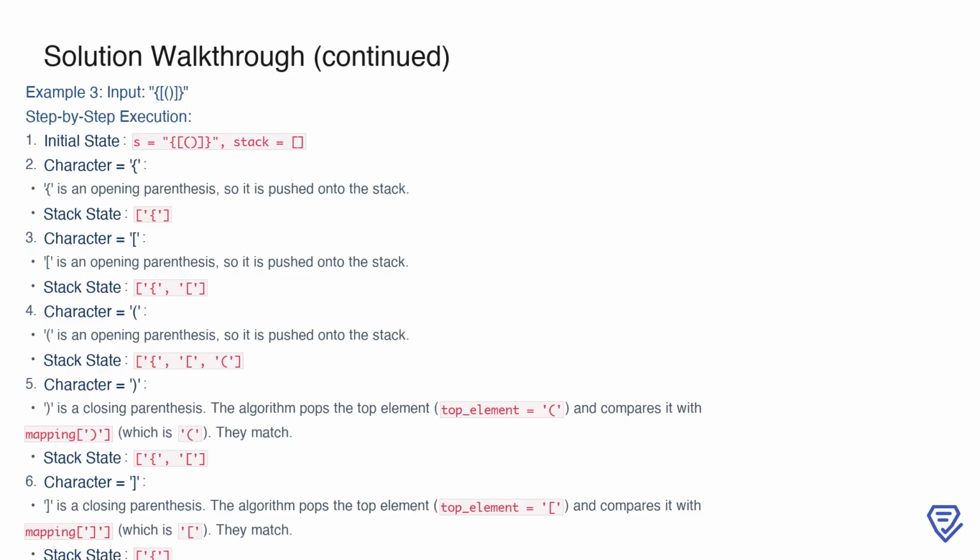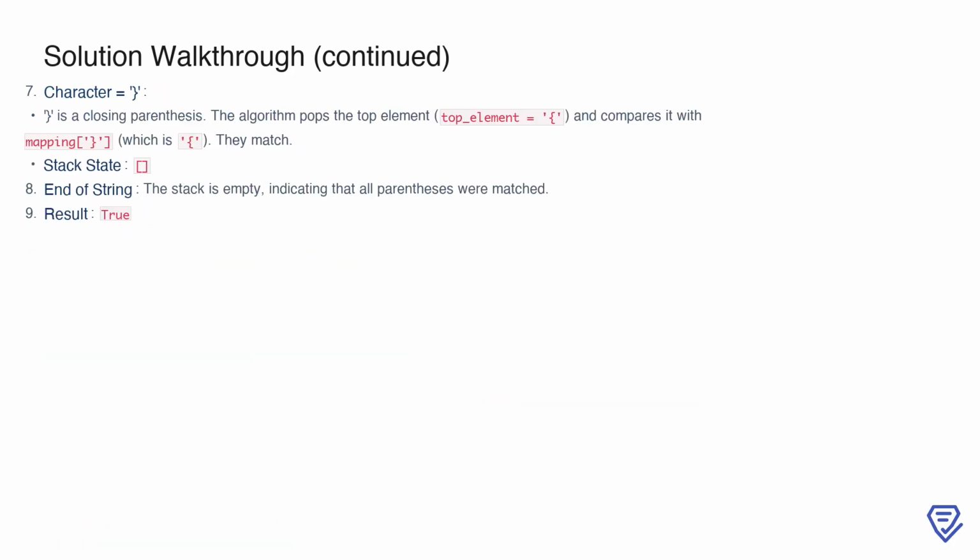The fourth character is a closing parenthesis. The algorithm pops the top element and compares it with the mapping of, which is also. Since they match, the stack is reduced to single quote. Moving on, the next character is a closing bracket. The algorithm pops the top element, compares it with the mapping of, which is also, and finds a match. The stack is now. The final character is a closing parenthesis.